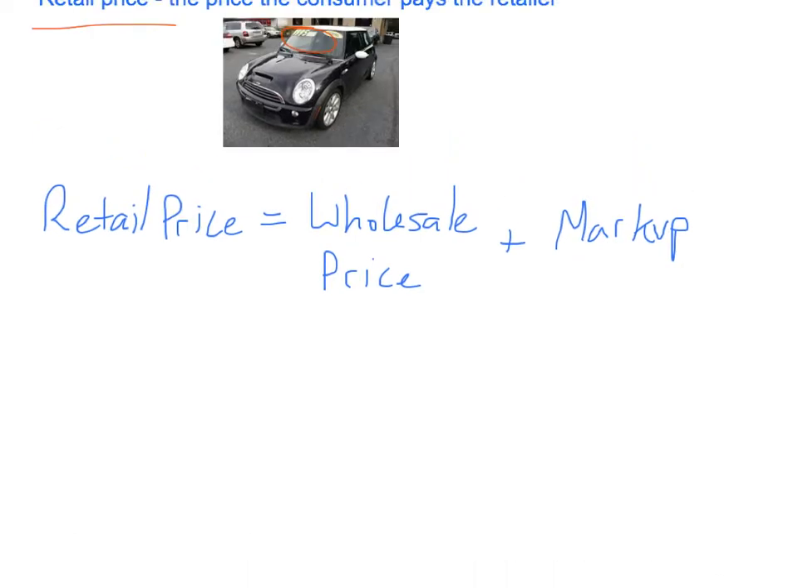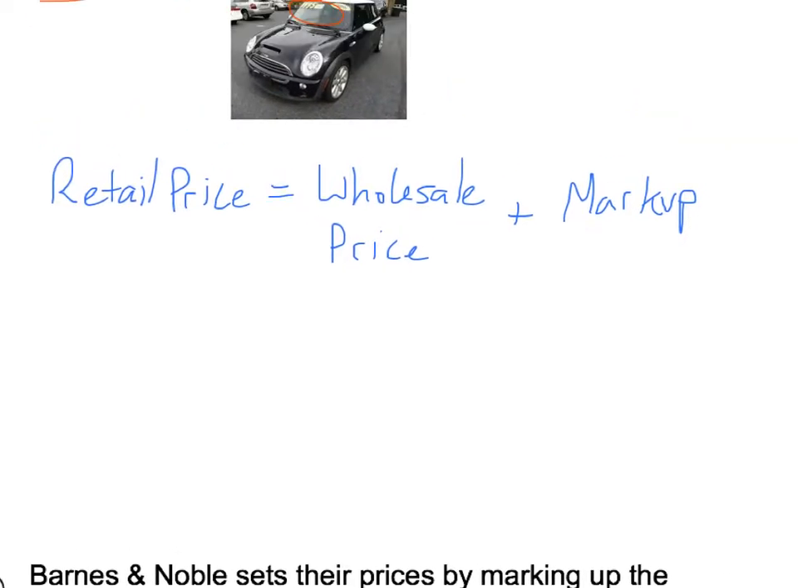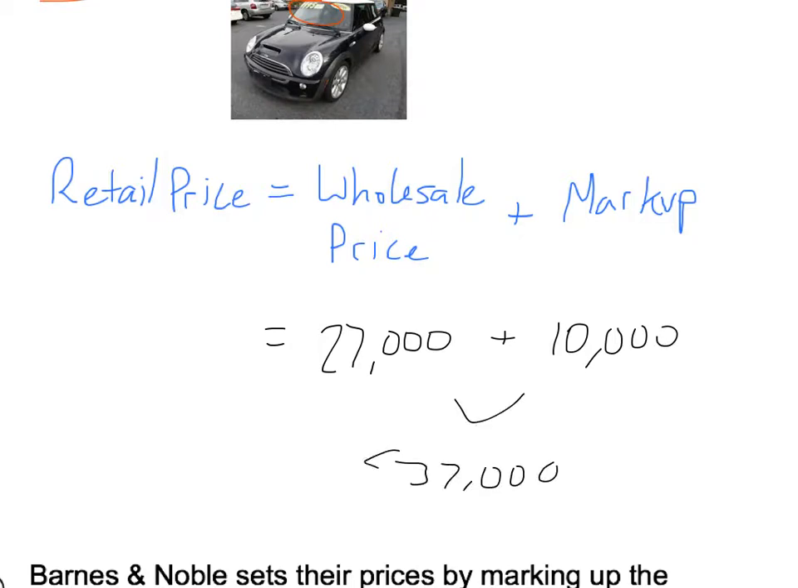All right, so how do you find the retail price? Well, it's pretty simple. Retail price is found by taking the wholesale price and adding the markup, right? So we kind of already did that. But let's say the Mini Cooper dealership buys a John Cooper Works edition Mini Cooper for $27,000, and they mark it up by $10,000. You're going to end up paying, well, whatever that is, $37,000. Okay, so that's how you find retail price.